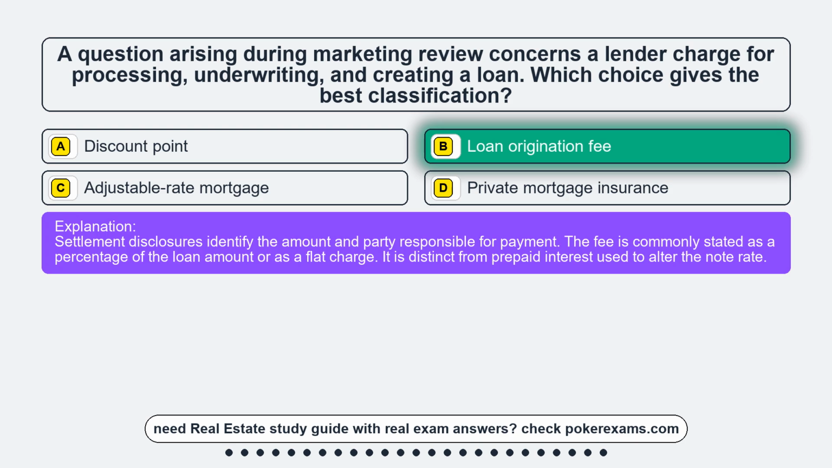Settlement disclosures identify the amount and party responsible for payment. The fee is commonly stated as a percentage of the loan amount or as a flat charge. It is distinct from prepaid interest used to alter the note rate.